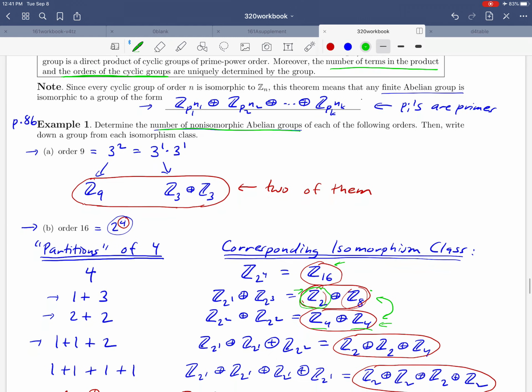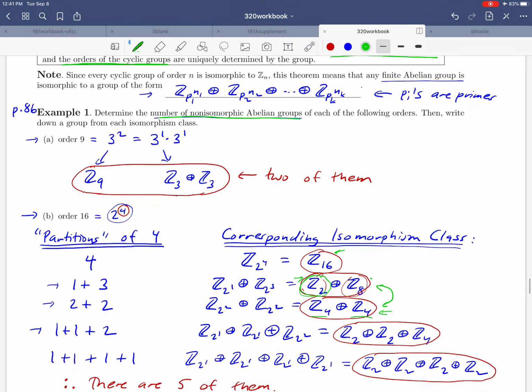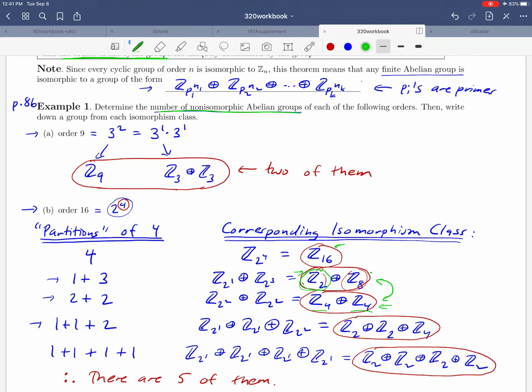I'd encourage you, after this video is over, to go down the list and see if you can convince yourself that each pair really aren't isomorphic. Try to give a reason based on the theorem that we just stated.